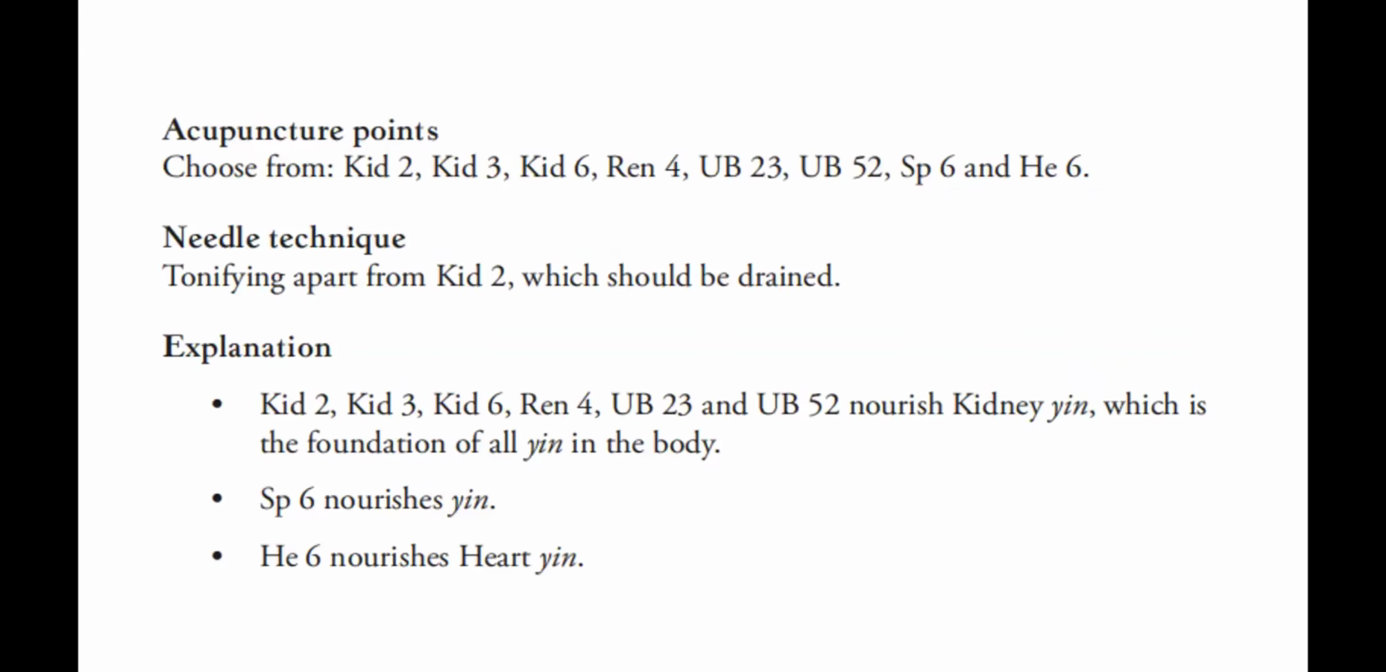The acupuncture points: choose from kidney 2, kidney 3, kidney 6, REN 4, UB23, UB52, spleen 6, and heart 6. Needle technique is tonifying apart from kidney 2, which should be drained. Explanation: kidney 2, kidney 3, kidney 6, REN 4, UB23, UB52 nourish kidney yin, which is the foundation of all yin in the body. Spleen 6 nourishes yin. Heart 6 nourishes heart yin.